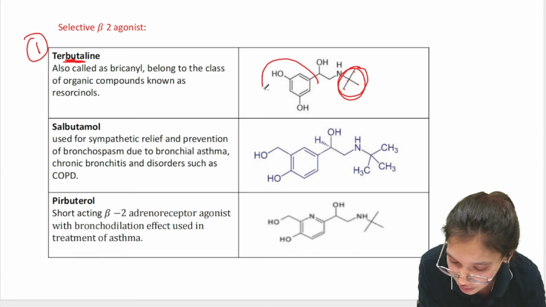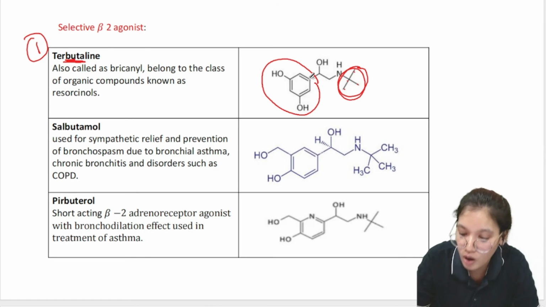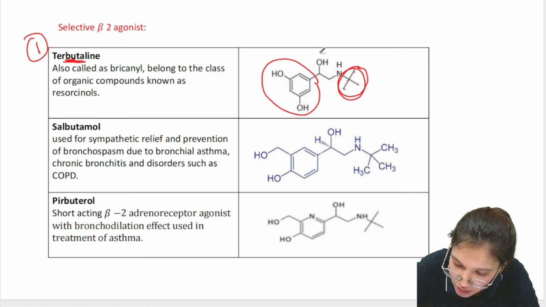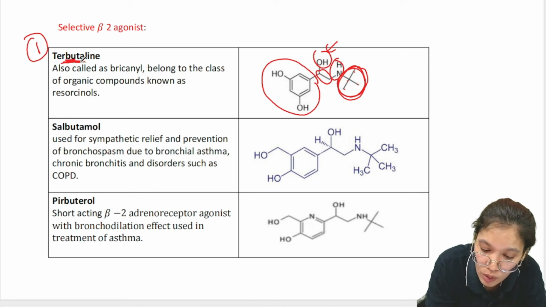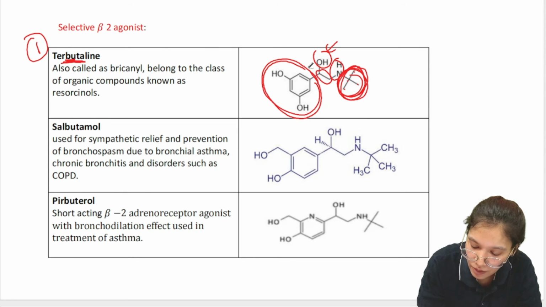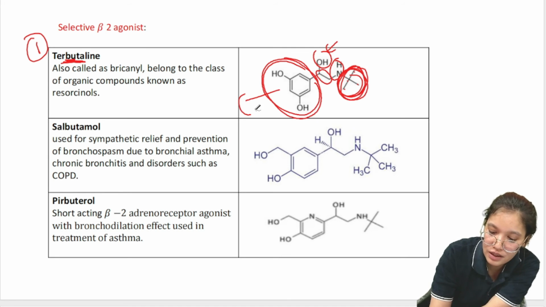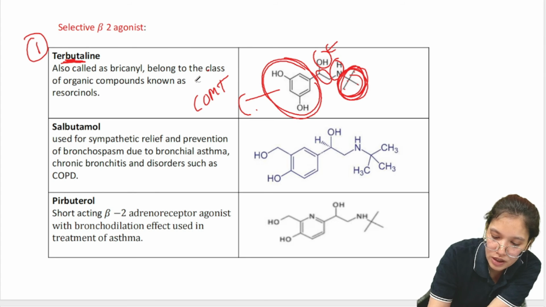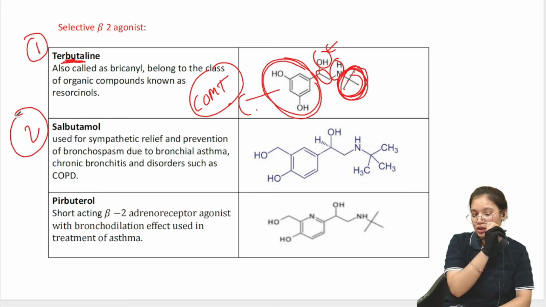In this terbutaline, we have a resorcinol in the place of the catechol ring. Almost the other things are the same: here we have a beta hydroxy group, here an ethylene chain, here an amine, here 4 carbons, so buta, and here we have a phenyl, a resorcinol. As this is a resorcinol, it will not be metabolized by COMT. It is resistant to COMT.